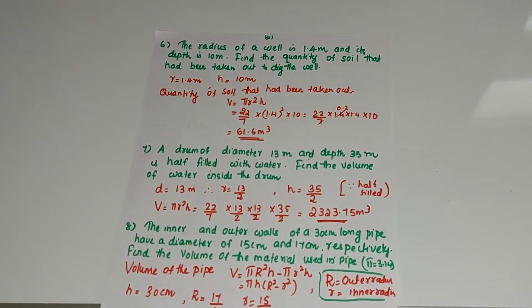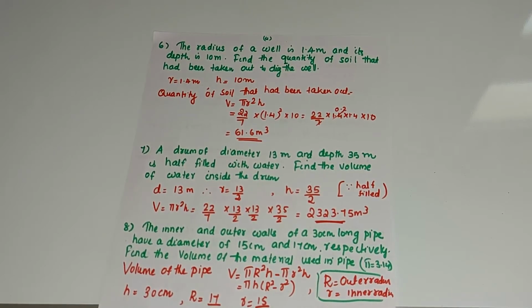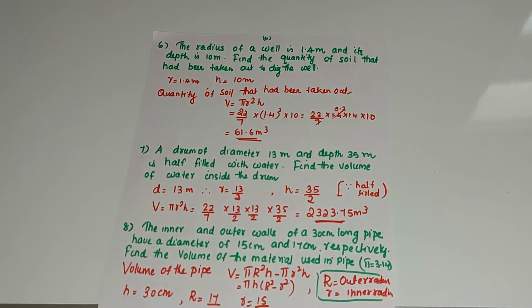Our next question, the radius of a well is 1.4 meter and its depth is 10 meter. Find the quantity of soil that had been taken out to dig the well. So what we have to find? We have to find out the volume of the soil that had been taken out to dig the well.